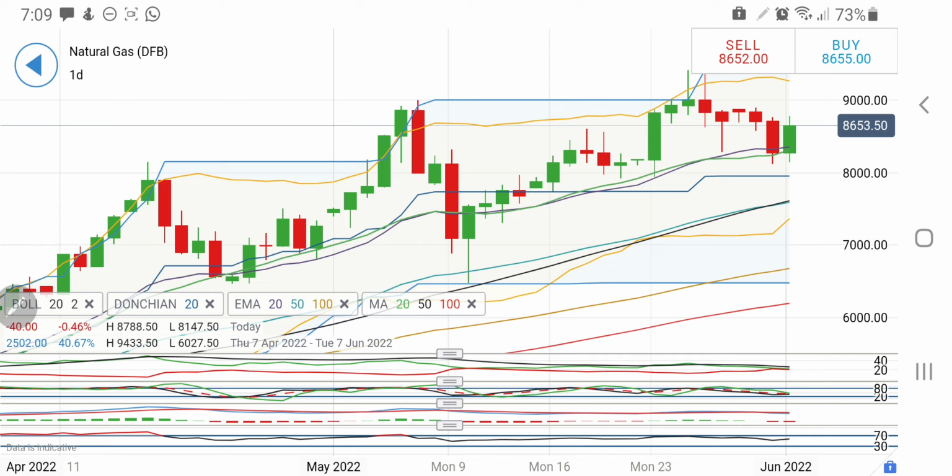So yes, for the day one can go short at 8.6, and below 8.6 my targets are going to be 8.55, 8.5, 8.46, 8.4 and 8.36 levels. In fact 8.3 is going to be very strong support for NG for the day, and below that we may see a sharper fall on the downside. And the stop loss should be kept at 8.7 levels.